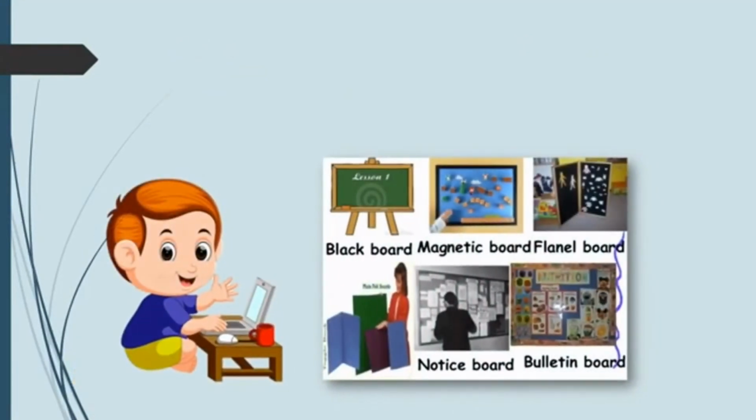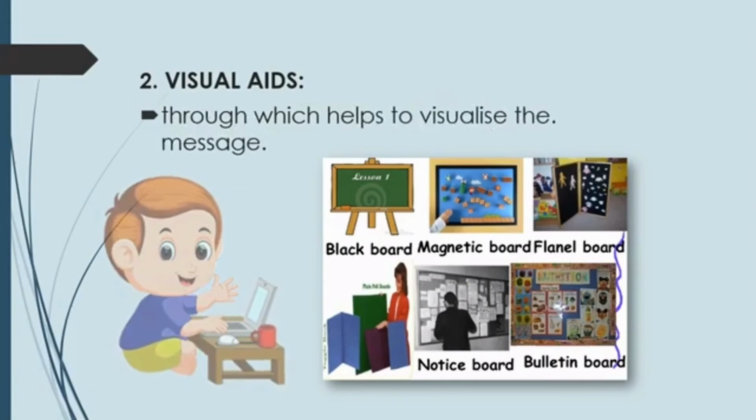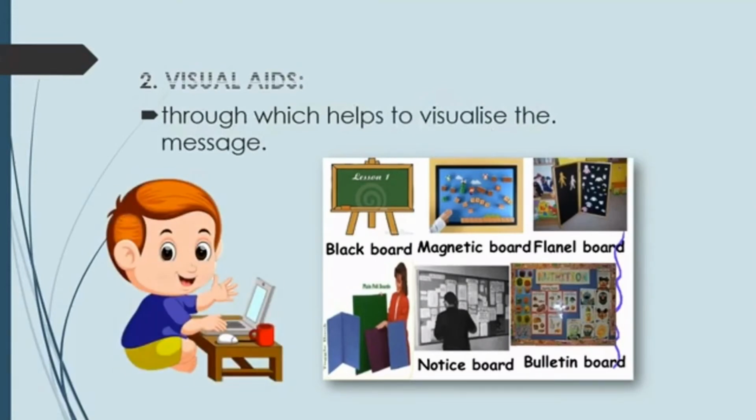The second one is the visual aids. The instructional devices which help to visualize the message are known as visual aids. Examples are charts, blackboard and whiteboard, maps, pictures, models, textbooks, slide projector, transparency, flashcards, and print materials.